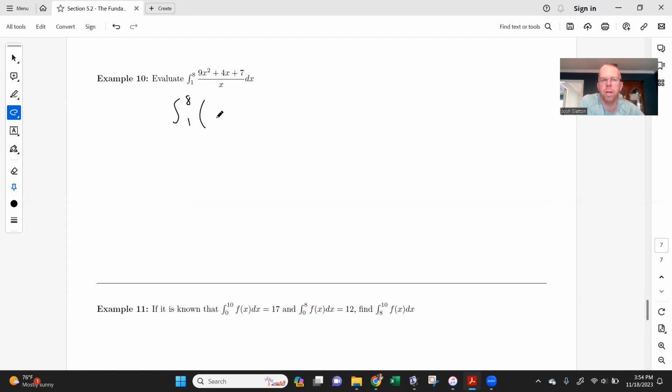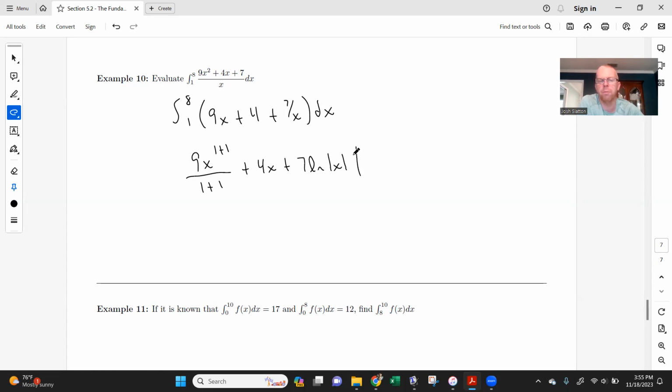So 9x squared over x, that is going to be 9x. 4x over x is just 4. And then 7 over x is just 7 over x. And dx. And so now we'll just integrate each of these term by term. So 9x, the antiderivative, we're going to add 1 to the exponent. We're going to divide by the new exponent. Antiderivative of 4 is 4x, and then the antiderivative of 7 over x is 7 ln absolute value of x.